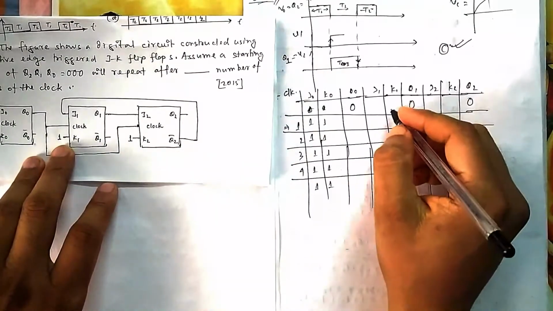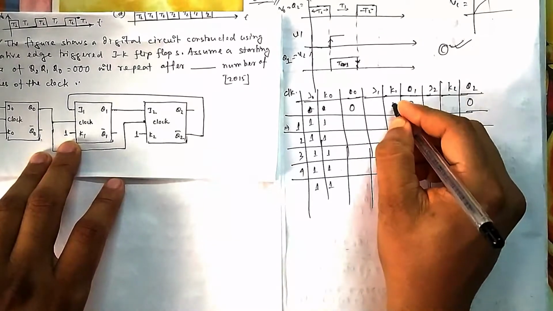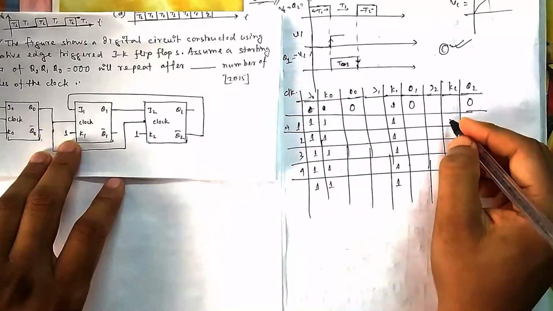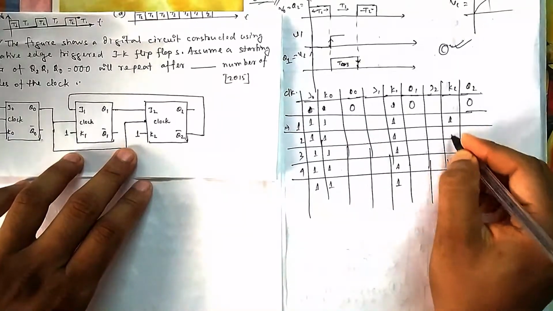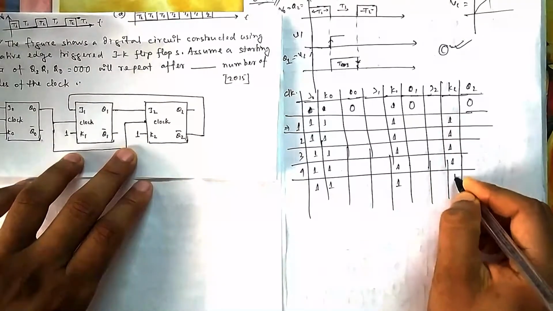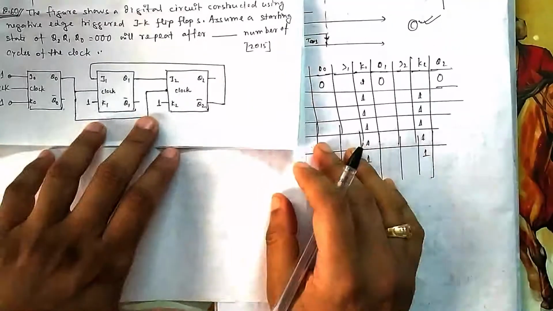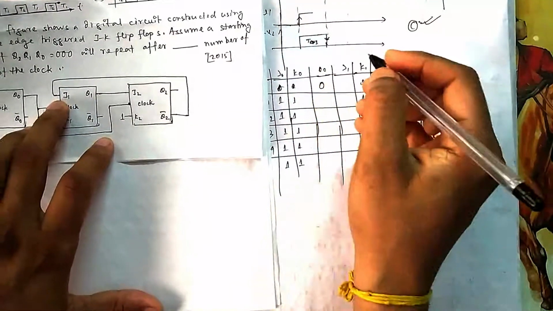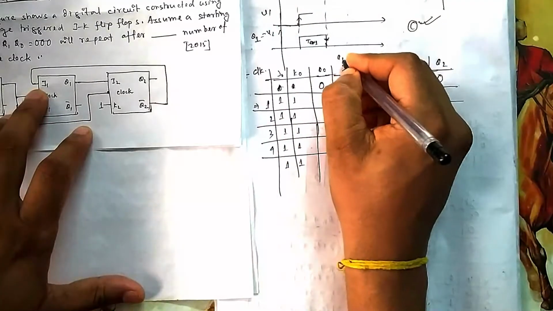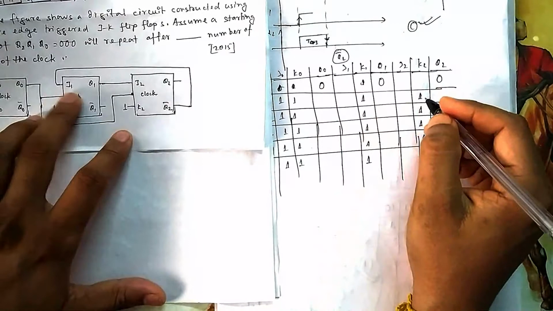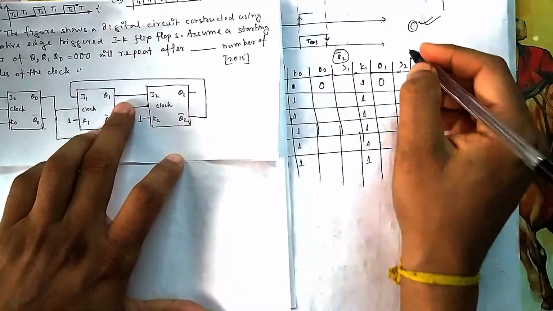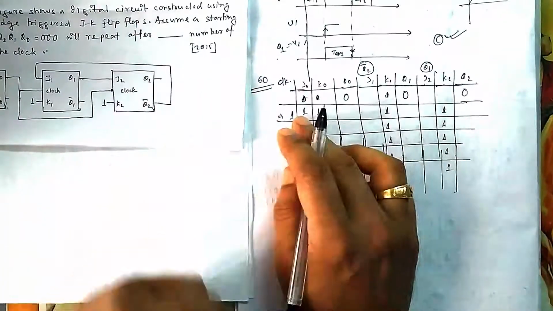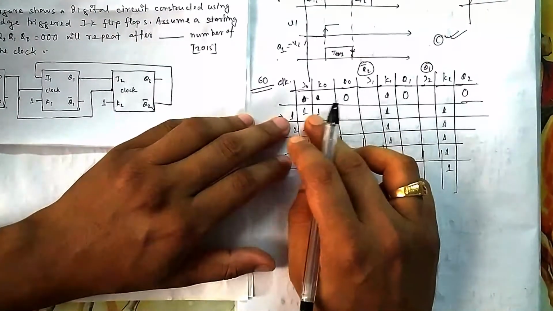Next K1 is also always 1. Similarly your K2 is always 1. So this area is always fixed, you cannot change it here. Now let us write J1. J1 is Q2 bar, and J2 is Q1, so you think in this way. Now before giving the first clock pulse, let this input be fixed.